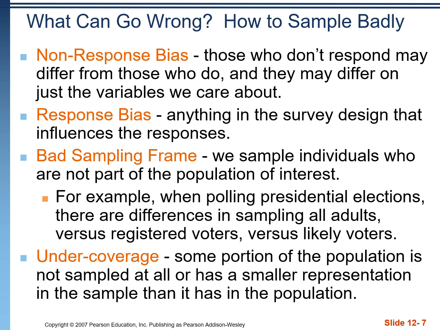Bad sampling frame is when we sample individuals who are not part of the population of interest. This comes up a lot in politics for polling presidential elections, for example. There's a difference in sampling all adults versus registered voters versus likely voters. So we want to make sure our sampling frame is correct. In that case, it would most likely be the likely voters, the people who are actually going to vote in the election. And lastly, undercoverage is when we have some portion of the population that's either not sampled or they have a smaller representation in the sample than they do in the entire population.